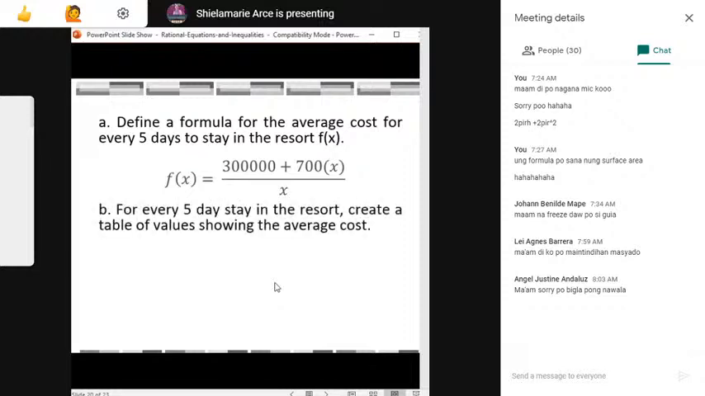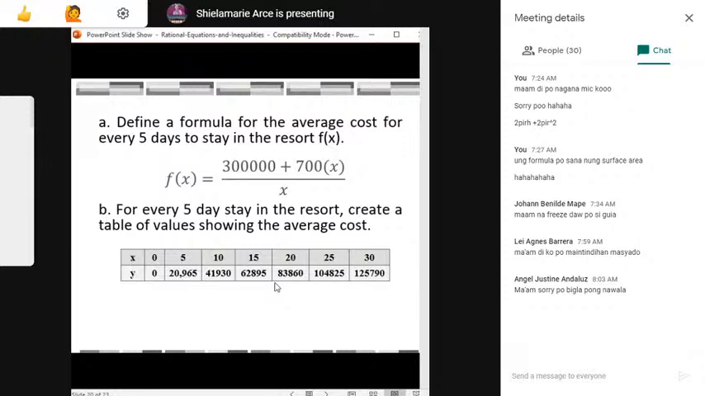And then for the table of values, kung 5 days, kung 10 days, kung 15, up to 30 days, ito po yung magiging table natin. Diba? So pag sinubstitute na natin dito sa formula, 5 times 700 is 3,500 plus 300,000 divided by 5. So ito po yung makukuha natin. For each day, yan po yung magiging average cost. So for 10 days naman, i-multiply ulit natin, 10 times 700 is 7,000 plus 300,000 divided by 10, ito naman yung makukuha natin. Okay po?